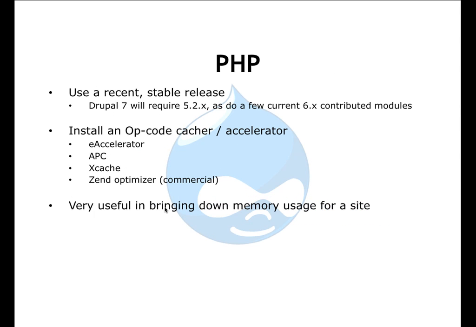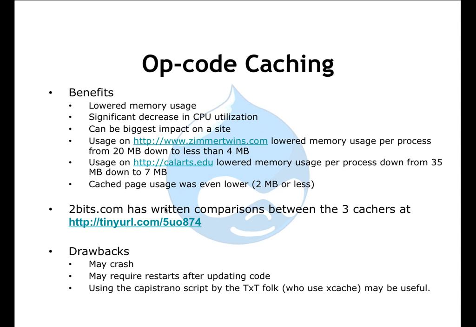And with PHP, you want to use a recent stable release. Drupal 7 will require 5.2 and higher, and a few contributed modules for Drupal 6 also have the same requirements. I would highly recommend installing an opcode cacher or accelerator, such as APC or Xcache, or Zend Optimizer if you want something commercial, because it's very useful in bringing down the memory usage for a site.